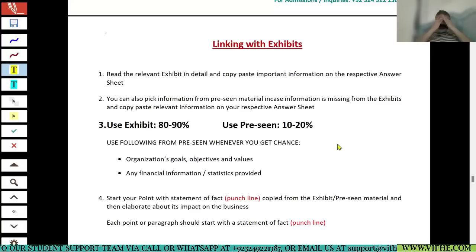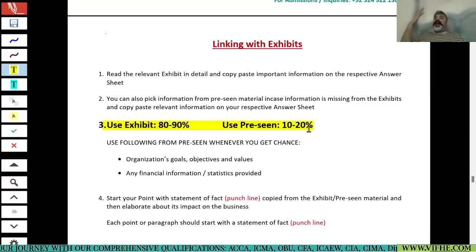Now, a lot of students ignore the exhibit and write their answers based on the pre-seen. That's wrong, because the examiner expects you to focus more on the additional information to solve your answer. So please, we have to rely on exhibits. Around 80 to 90% of our points should come out of the exhibit, and only 10 to 20% from the pre-seen.